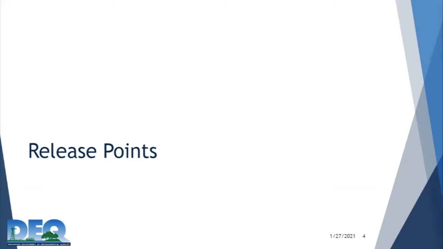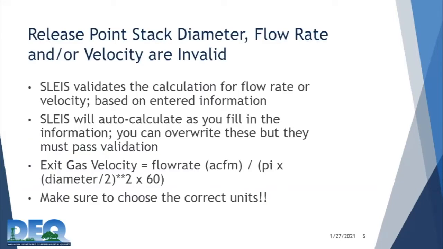So we're going to walk through the different validation errors and messages that you'll see in the application, and we're going to start with release points. Before we get into this first one, I want to point out that the title for these slides, in this case, the release point, stack diameter, flow rate, and or velocity are invalid, is the actual error message or validation message that you will see in SLICE.